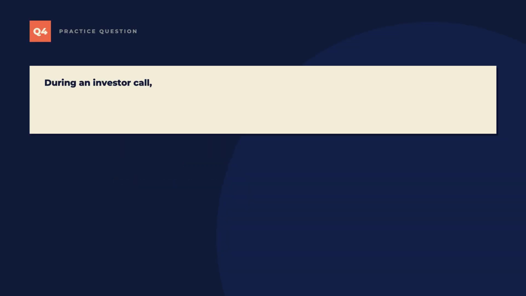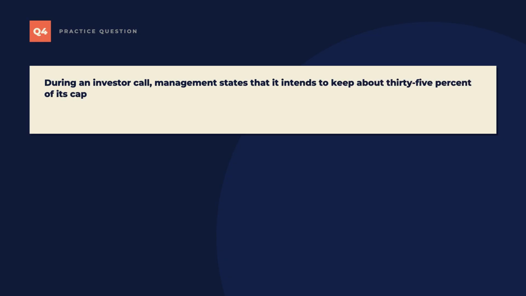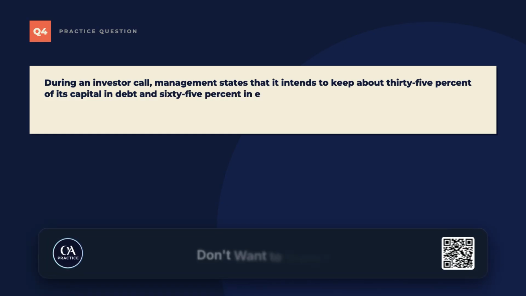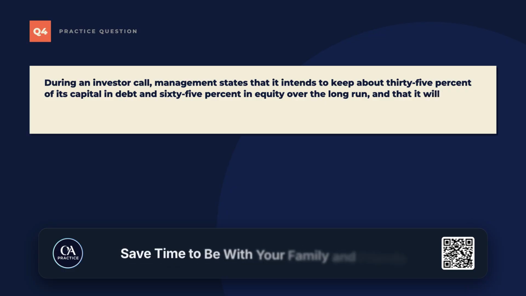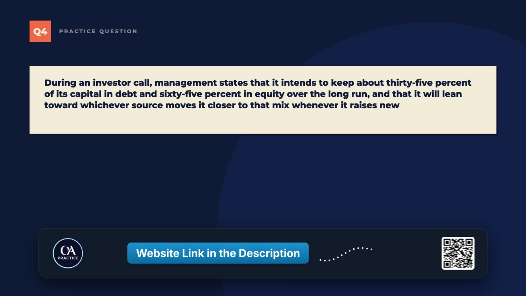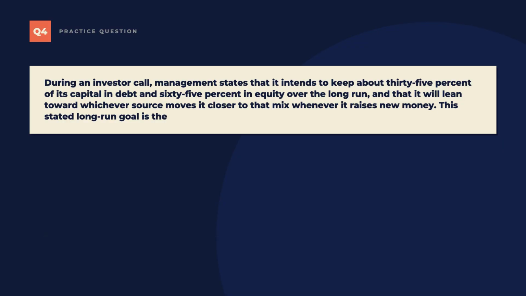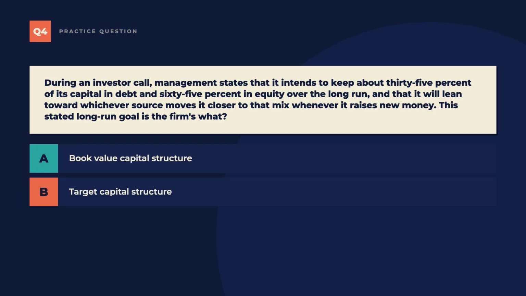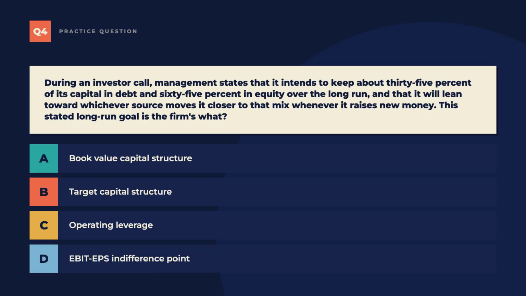Question 4. During an investor call, management states that it intends to keep about 35% of its capital in debt and 65% in equity over the long run, and that it will lean toward whichever source moves it closer to that mix whenever it raises new money. The stated long-run goal is the firm's what? Your options are A. Book value capital structure, B. Target capital structure, C. Operating leverage, D. EBIT-EPS indifference point. What's your answer? Commit to one before I continue.